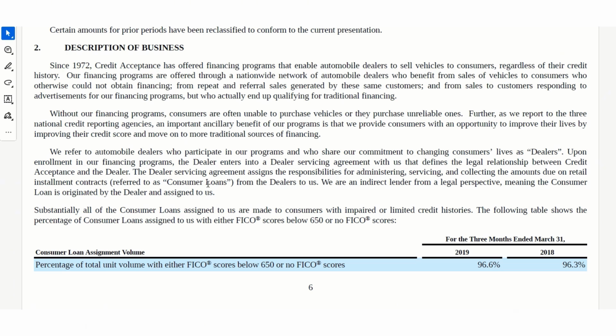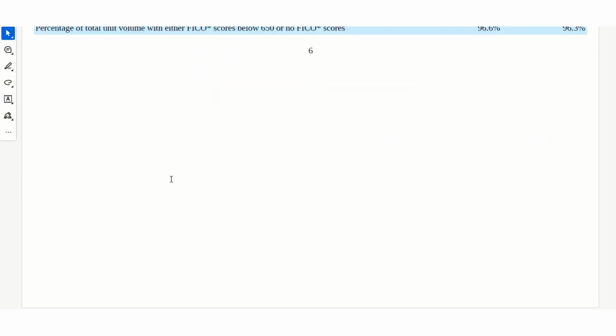So the consumer loans are from dealers to them. All right. Anyway, we are an indirect lender from a legal perspective, meaning the consumer loan is originated by the dealer and assigned to us. So the loan is originated by the dealer. So the dealer gets the loan from Credit Acceptance, right? And they assign the obligations to. Anyway, yeah. Let me proceed.